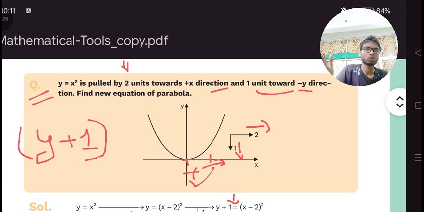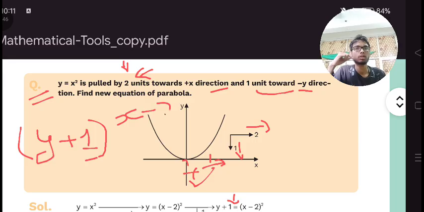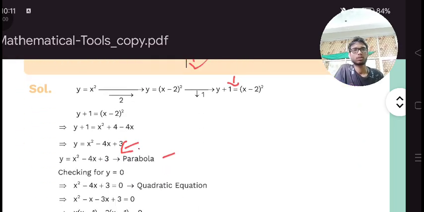And it is also going in the positive x direction by just 2 units, clear? So if this is going in the positive direction, of course we can say x minus 2, and here a square is coming, just for this 2 representation. Here we can see y plus 1 is equal to (x minus 2) raised to power 2. Then after simplifying, it is giving us something.